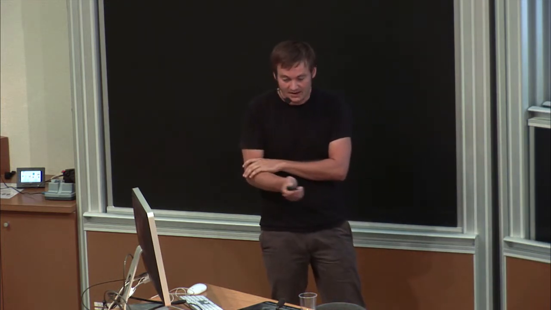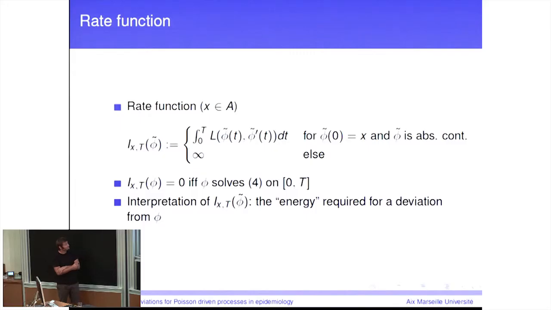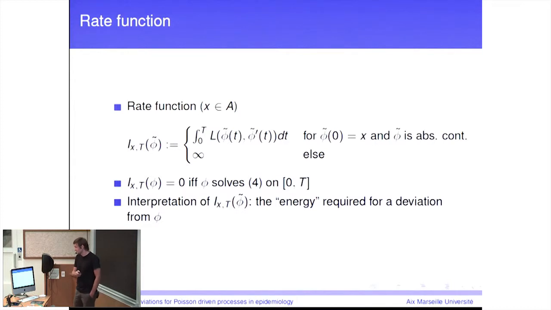Okay. And with the transform, we get the rate function. The rate function is now the energy required for a deviation from phi, which is the solution of the ODE. So it's the integral over the transform, if we are at phi tilde of t and move into direction phi tilde prime of t. Well, this only exists if phi tilde is absolutely continuous. If it doesn't start at x, we say it's infinity. And if it's not absolutely continuous, we say it's infinity as well.